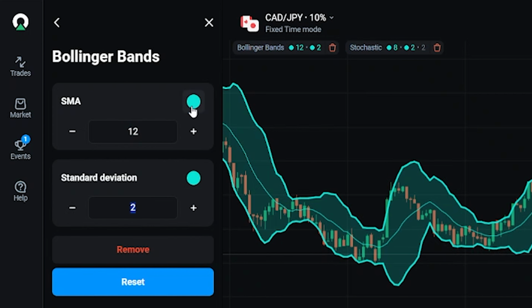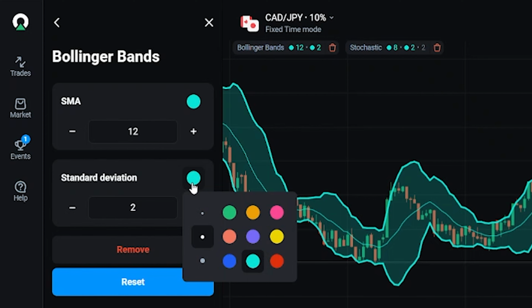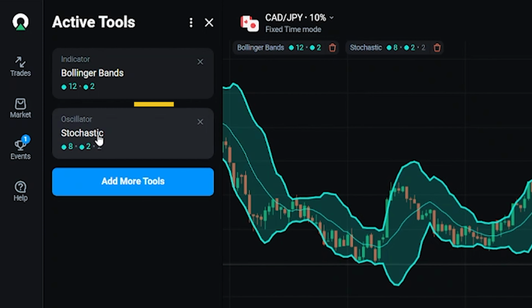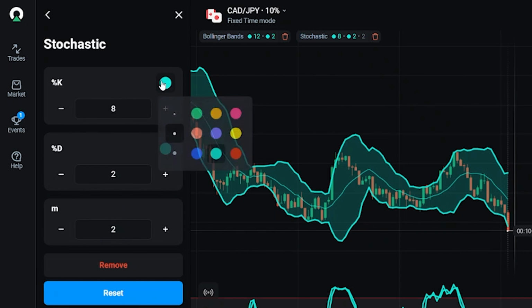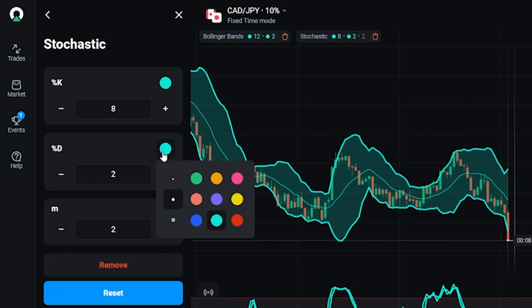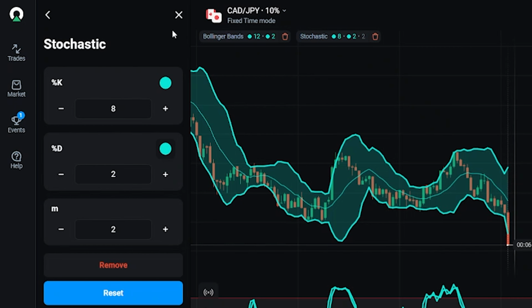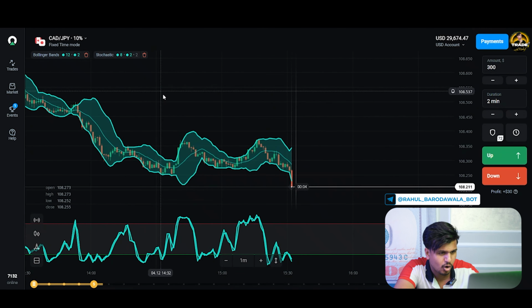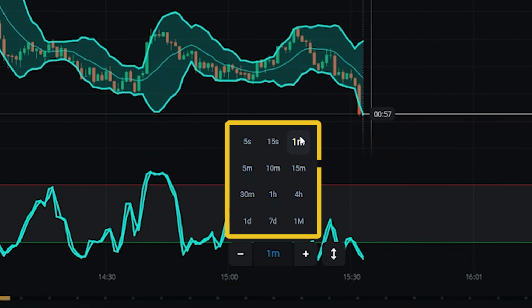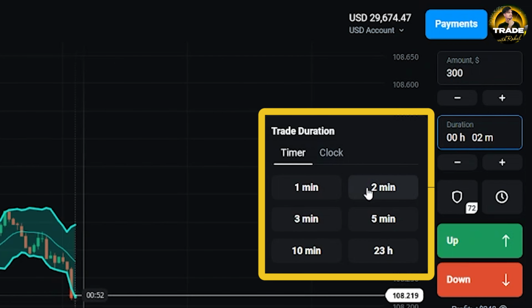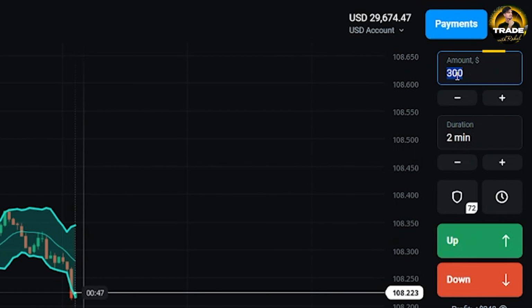The appearance you can leave unchanged, or by pausing the clip, copy my individual settings. Customize the stochastic indicator exactly as I did, because even one wrongly adjusted parameter can give completely different indicators and entry points. So you can also copy the look and feel from me by pausing the clip. Don't forget about the Japanese candlestick time frame settings, which are 1 minute, and the trade time of 2 minutes. I will enter each trade for $300.